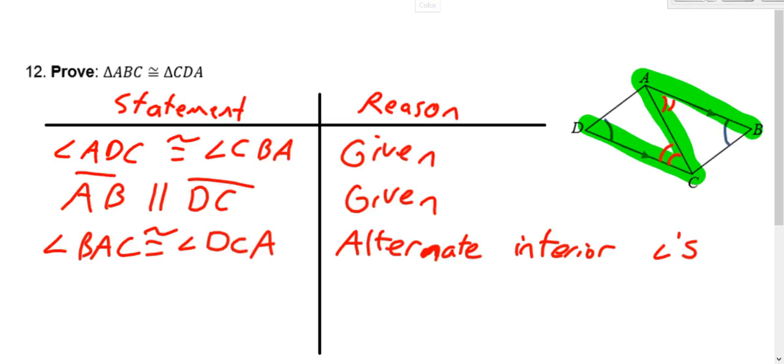So we need something else. We've got the reflexive property right here. AC is congruent to itself. Reflexive.